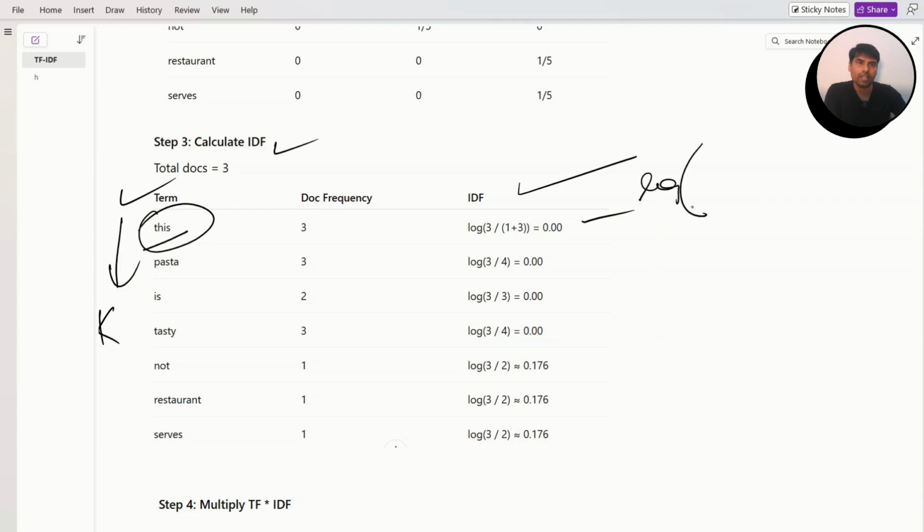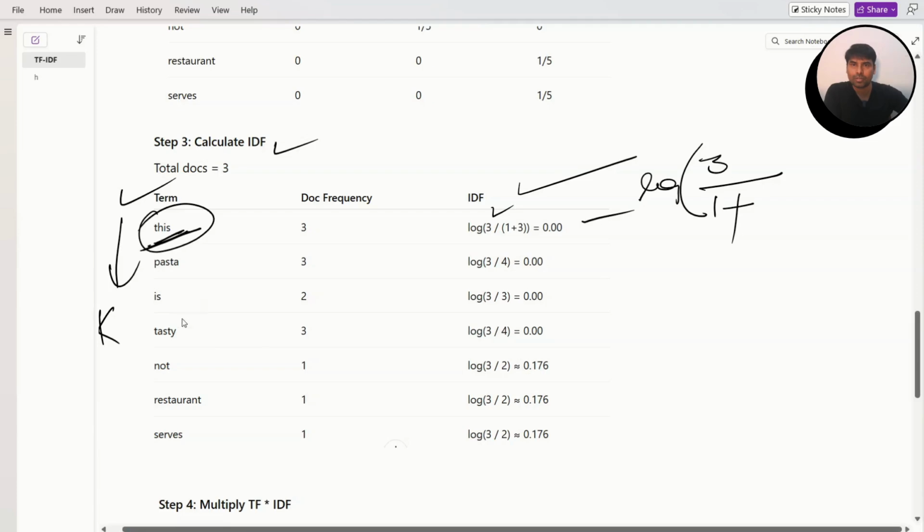Log of the total documents, which is 3. We have only 3 documents, right? And we have to add 1 plus the number of documents this keyword appears in. I repeat, this keyword in how many documents it is appearing.